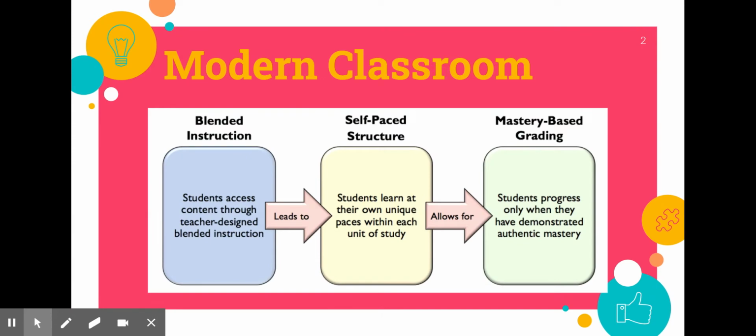So, what is the modern classroom? The modern classroom is built around the idea that not every single student moves at the same pace when they're learning new things. So, the modern classroom is a way for us to adapt the classroom to help you be the most successful. So, the first part of the modern classroom is the idea of blended instruction.